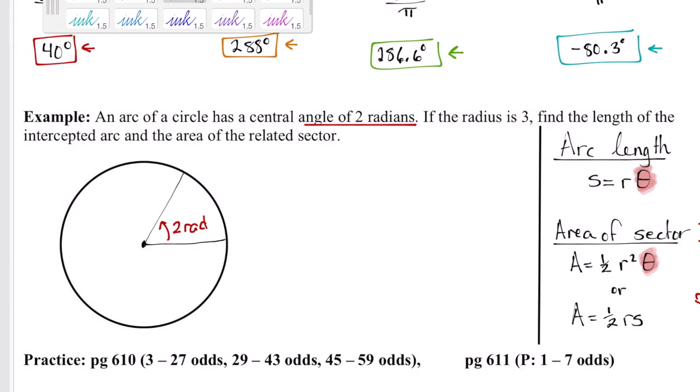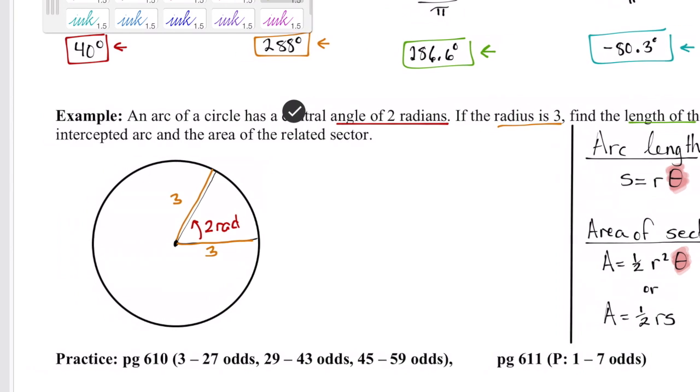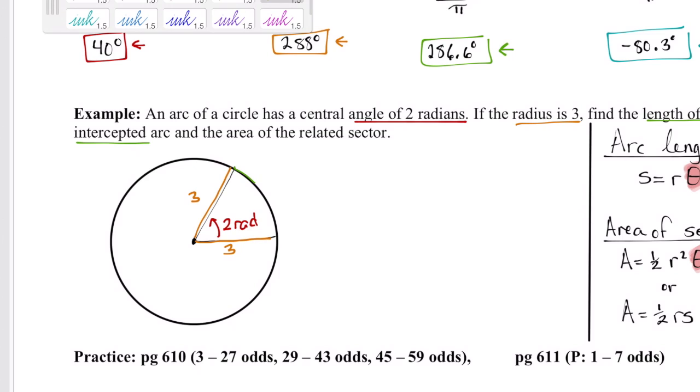And then the radius is 3. So we're talking about this line here that goes from the center and out. Again, probably not to scale. And they want us to find the length of the intercepted arc. So they're wanting us to find like the crust of the pizza, if you will. And then after we find the crust of the pizza, they want us to find the area of the related sectors. So they want us to find the area of the slice. So how big is the slice of pizza?